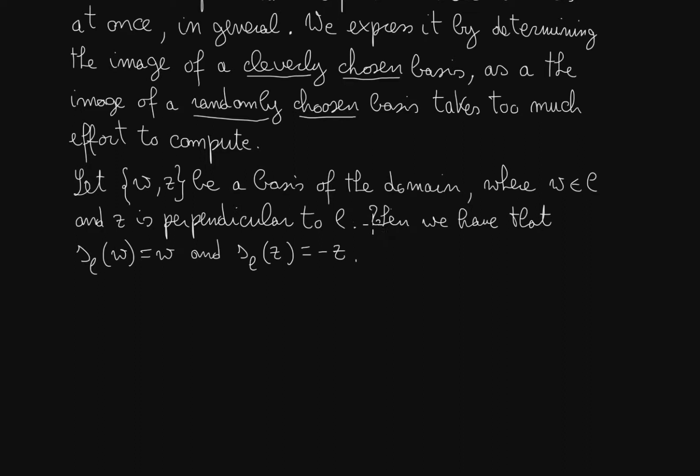Then we can see from the definition of the axial symmetry that the SL of W is W because, belonging to the axis, it is left unchanged. And the image of Z, it just gets multiplied by negative 1, so Z goes to negative Z. In order to see this, let's check out this picture. We have the x and y axis, we have our L axis that passes through the origin.